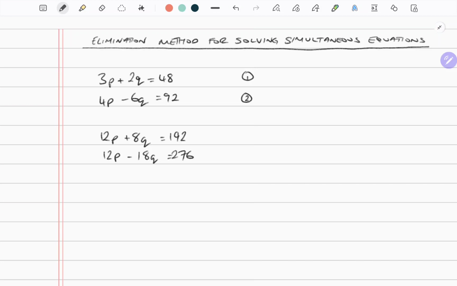What we're then going to do is we're going to subtract the second equation. Let's label these again because they're new equations. We'll subtract equation 3 from equation 4. So let's break it down just step by step. So the 12p minus 12p is equal to 0. So I've now got rid of p and I'm left with q, and that will make it a little bit easier to solve.